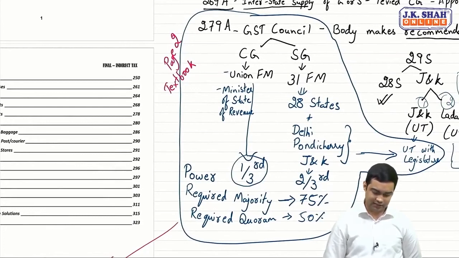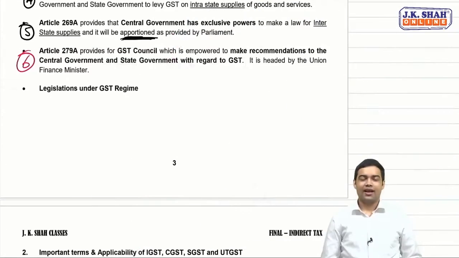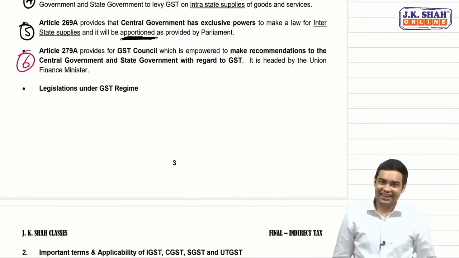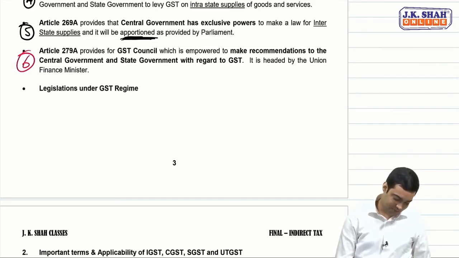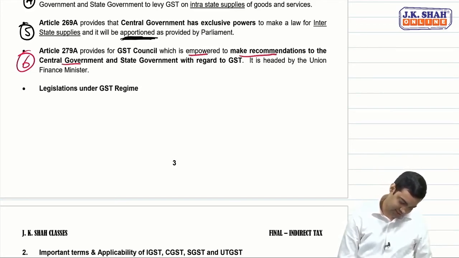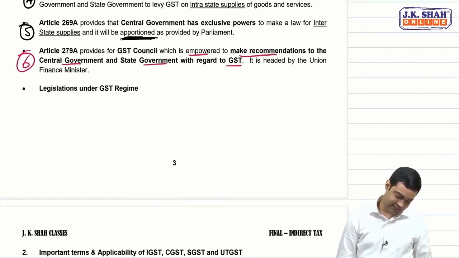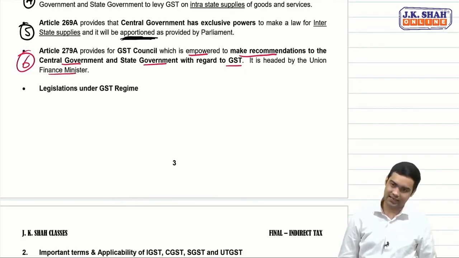Take a minute's breather. We again connect in a while. Article 279A, which provides for GST Council, is empowered to make recommendations to the central government and state government with regard to GST. It is headed by the Union Finance Minister.